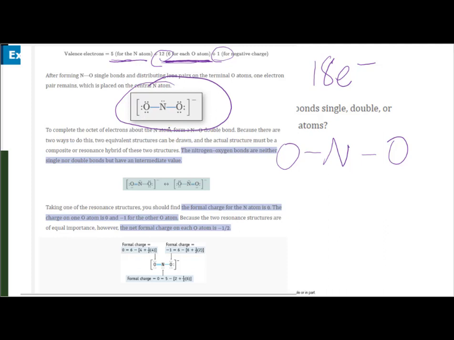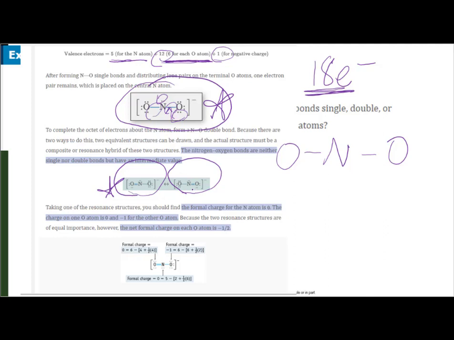is good. But the problem is that middle nitrogen. And middle nitrogen only at this point has 2, 4, 6 electrons. It needs 2 more. But we can't add 2 more because we've already hit our 18 electron max. So therefore, I can choose to have my left oxygen donate one of those lone pair electrons to have O double bonded to the N, like this structure shows. Or I can have this right oxygen double bonded to the nitrogen to show this structure.